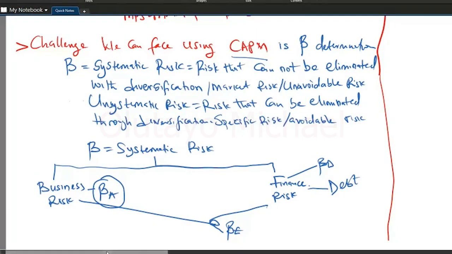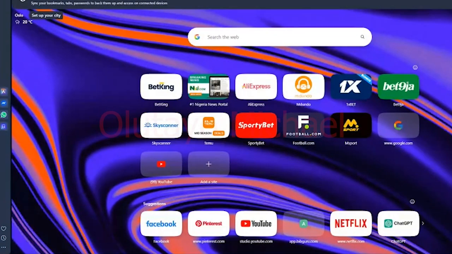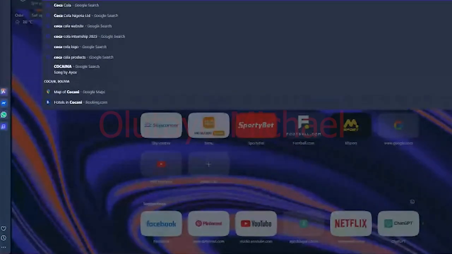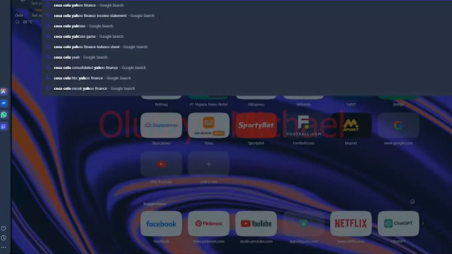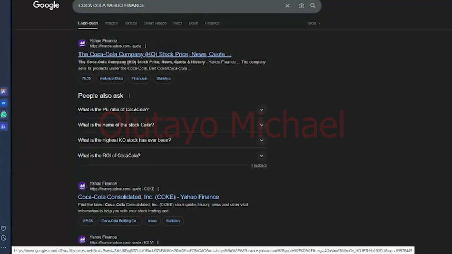So if we do not have debt in our balance sheet, that is, the company is only funding itself using shares, they are only exposed to beta of assets. That means if you go to the internet and enter Coca-Cola Yahoo Finance, I want to go and check something about the company.